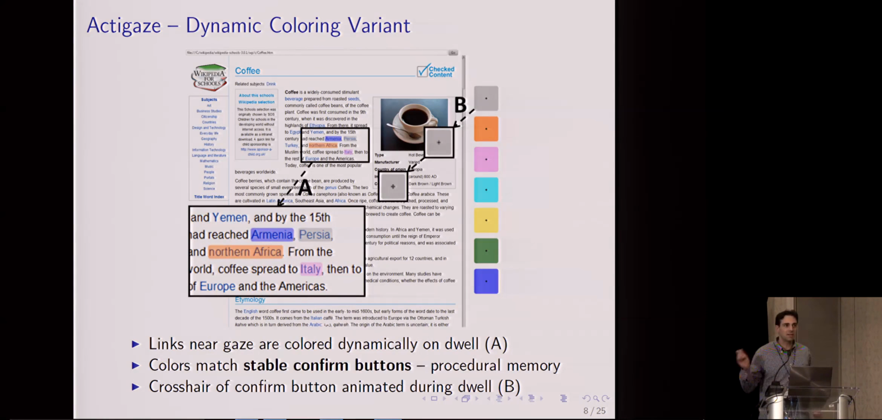And so what makes this special compared to previous work? Well, the confirm buttons are stable. They don't change. These colors will always stay like this all the time. So over time, very quickly, you learn where the colors are, and you can use procedural memory. You can completely eliminate the visual search. And you can also animate the crosshair and the button a little bit to draw the gaze and to make it easier to stay in the button.